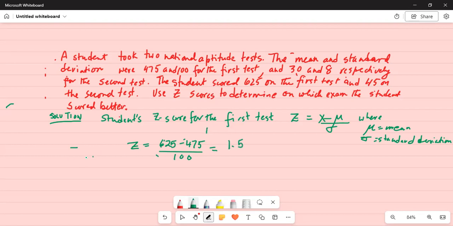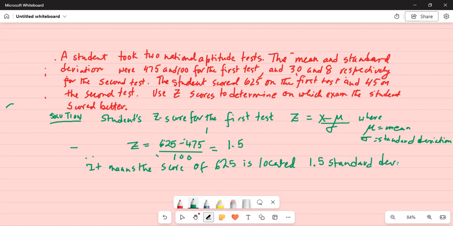What does it mean? It means the score of 625 is located 1.5 standard deviation above the mean.